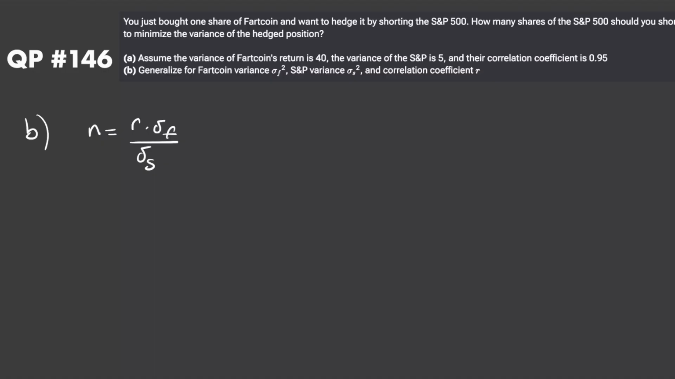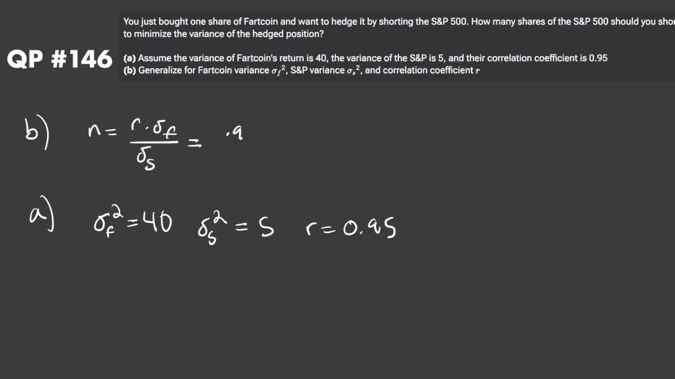So that was us basically doing part B first, right? We found this value in general. And now let's just plug in our values from that for basically part A and see what we get. So we're given that the variance of Fartcoin's return is 40. So sigma F squared is going to be equal to 40. We're given that the variance of the S&P 500, so sigma S squared, is going to be 5, and we're given that r equals 0.95. So in our case, we're just going to plug in these values.